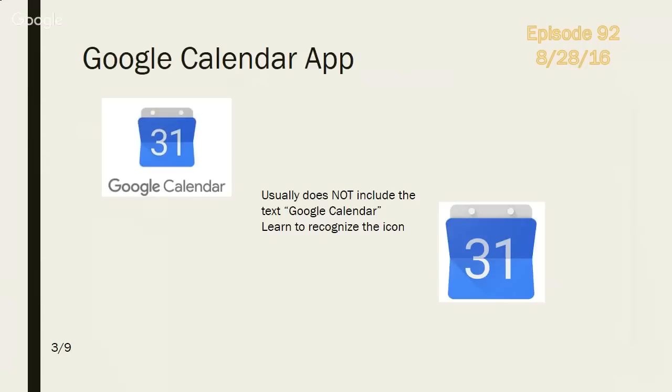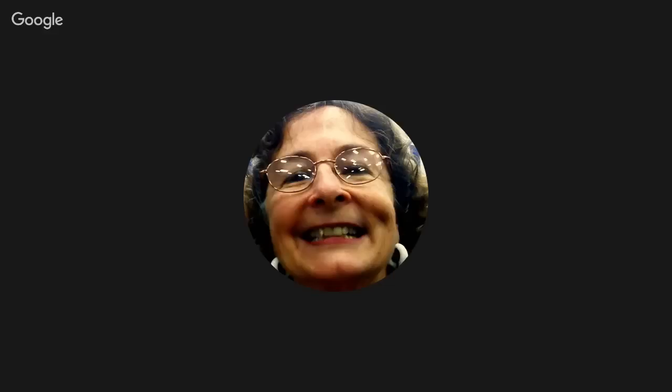Now, on the phone or tablet, you want to use the app. You used to have to go to the browser on the iPhone or iPad, but now there is an app. And make sure you recognize this app, because it often does not say Google Calendar. It just shows you the icon. So it's blue and it has the number 31 on it. And that even works in February. Right.